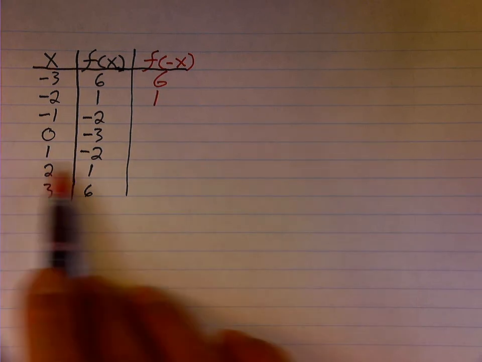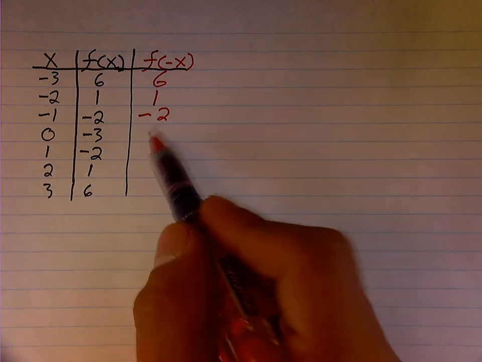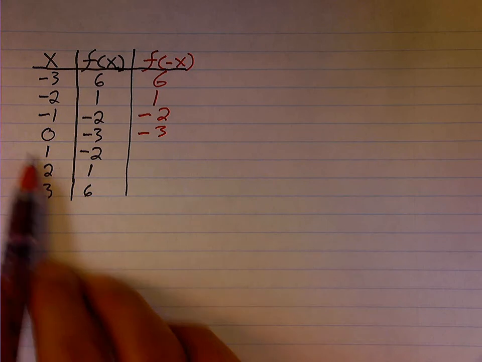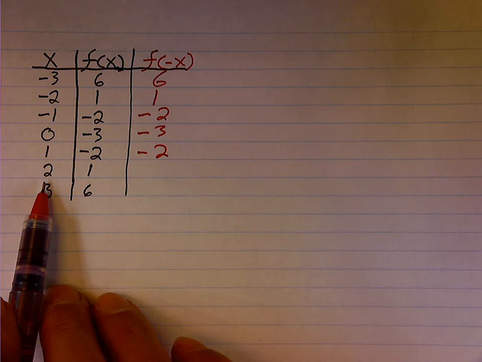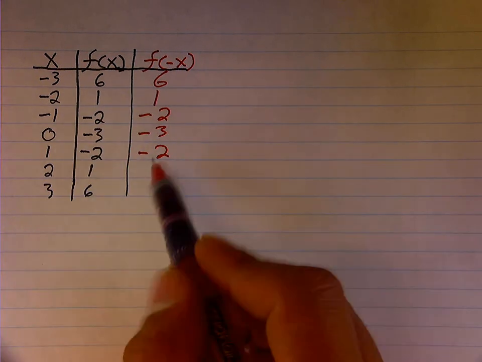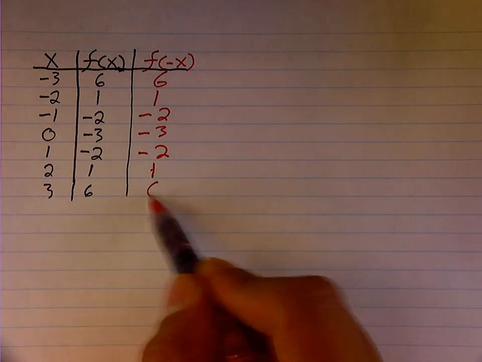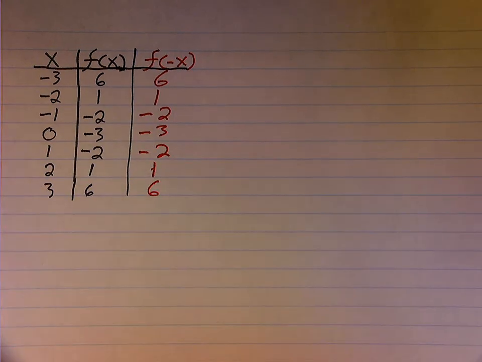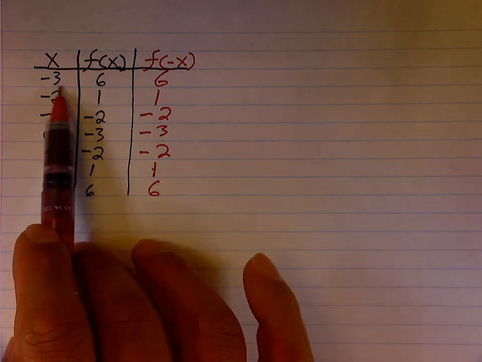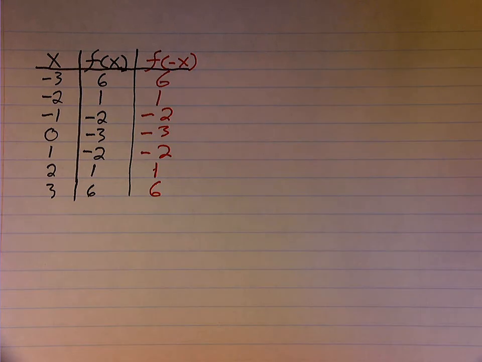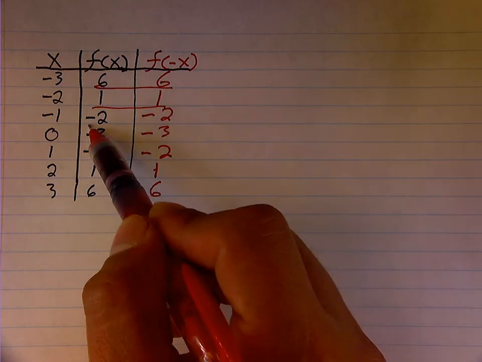Here I need the output not at -1, but at +1, which is -2. I can't change the sign of 0. Here I need the output at -1, which is -2. I need the output at -2, which is 1. And I need the output for x = -3, which is 6. So this is how I complete my table, by not looking for this output, but for the output at the opposite sign of x.